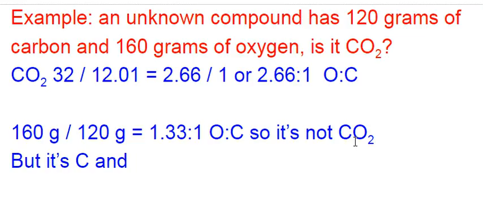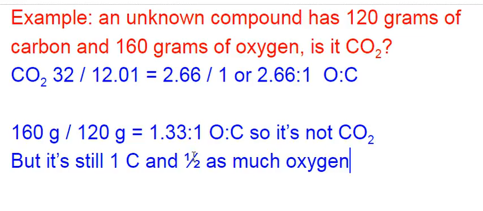And how much oxygen is there compared to the first one? It's half as much, right? 1.33 is half. Take 2.66 and divide by 1.33. So it's still 1 carbon and half as much oxygen. So 2 divided by 2, half of 2 is just 1. So this is carbon monoxide, or CO.